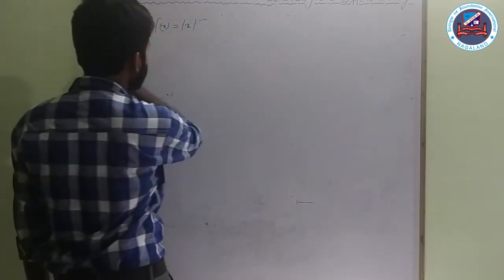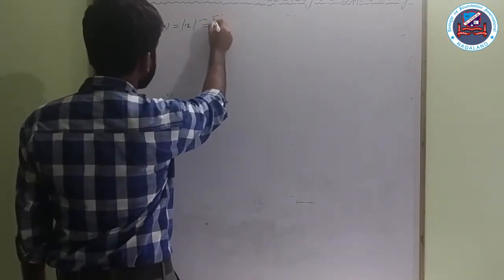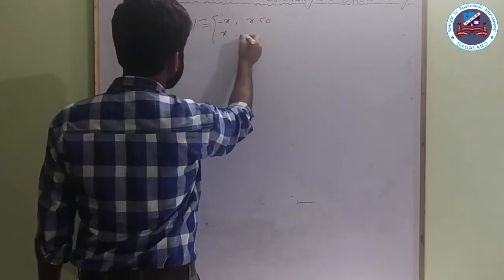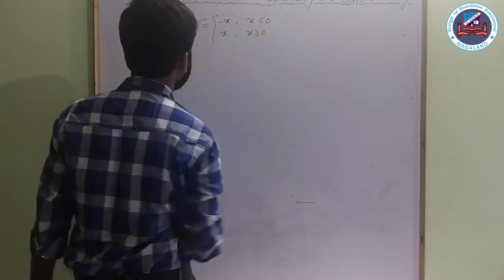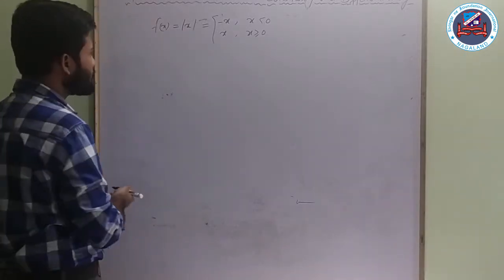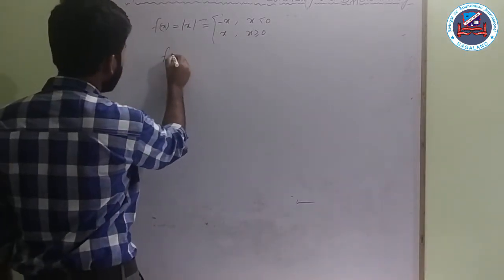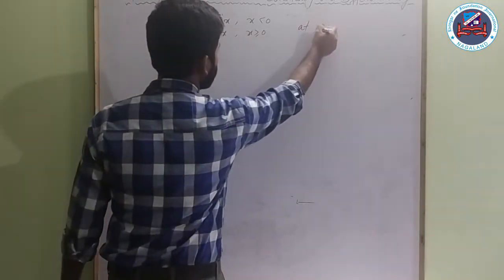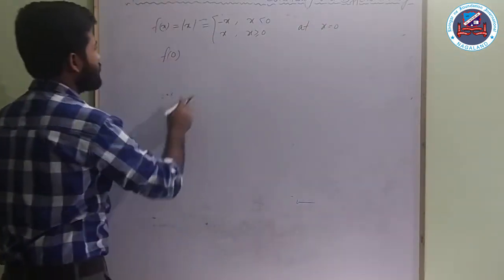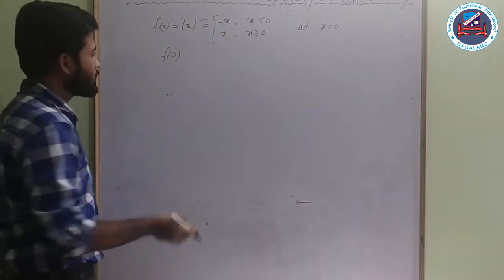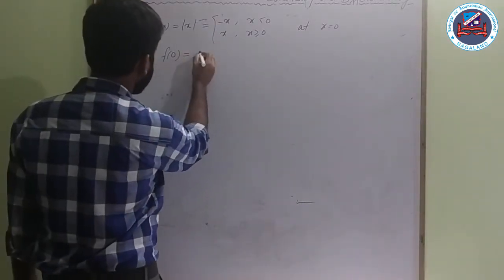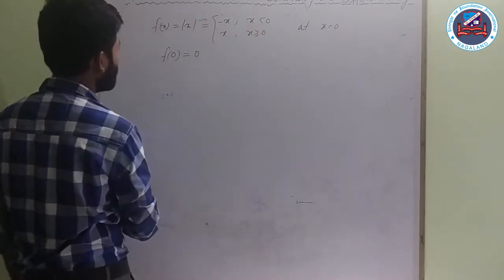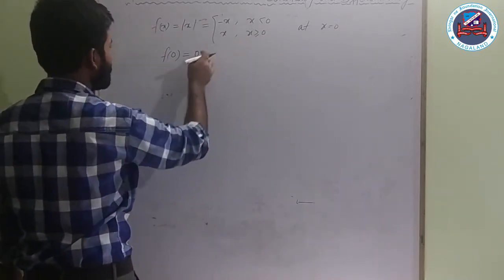Clearly, this function is continuous. Why? Because we know that mod x is minus x when x is less than 0 and x when x is greater than or equal to 0. So how to check the continuity? We need to check the continuity at x equal to 0. At x equal to 0, the value of the function will be 0, because for x equal to 0 we have x. So this will be 0.